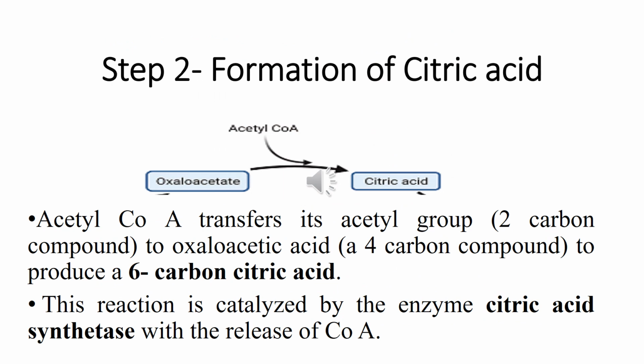Step 2, formation of citric acid. Acetyl-CoA transfers its acetyl group to oxaloacetic acid to produce a 6-carbon citric acid. This reaction is catalyzed by the enzyme citric acid synthetase, with the release of CoA.